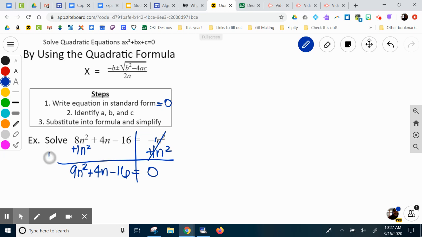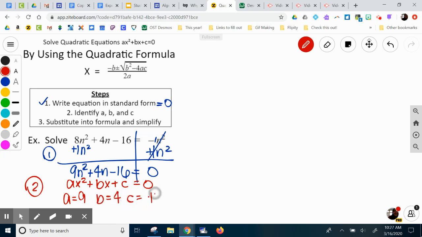Okay, so that was all step 1. Step 1 is complete. Next is identify the a, b, and c. So step 2, I just need to say what a, b, and c stand for. Remember, my standard form of a quadratic is ax squared plus bx plus c equals 0. So a is 9, b is 4, and c is negative 16. Okay, done with step 2.